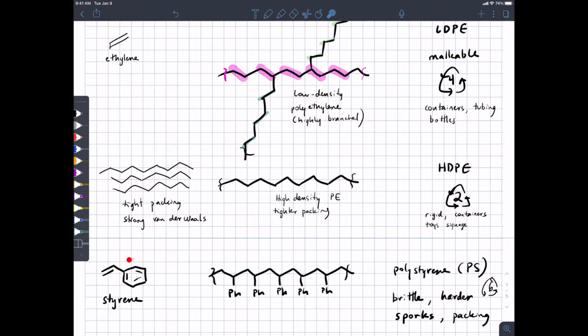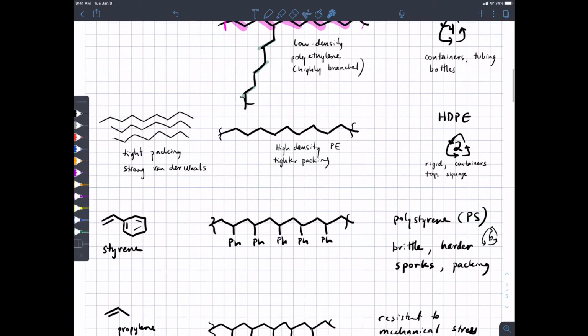Polystyrene just has the thing that comes off of the vinyl carbon as a benzene ring, and there are branched and linear varieties of polystyrene. It's used all over. It can be brittle, but it also has the property that it can be foamed into packing peanuts, but they're squeaky, which is annoying.